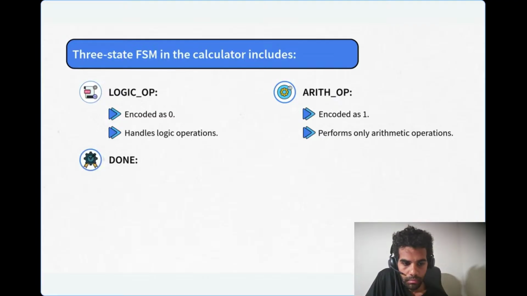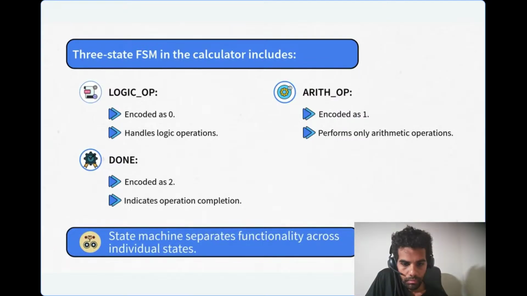And then finally, done is state 2, which tells us the operation is finished. So this lets us clearly separate functionality. Each state handles a single category of work. So we create a custom enum type called state_t to represent these states. And then we declare a variable state to hold the calculator's current state.